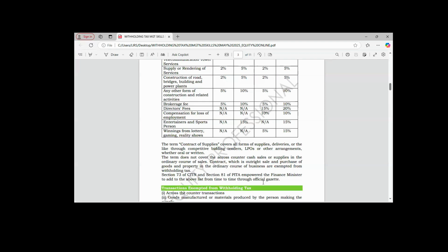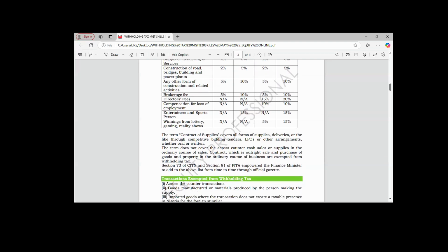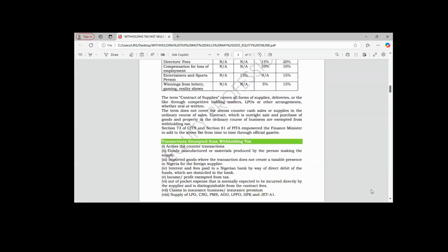The Minister of Finance has the right to add to it and also to increase the rate from time to time as the rate requires. So then what are those? As we have transactions that are liable, what are some of the transactions that are exempted from withholding tax?